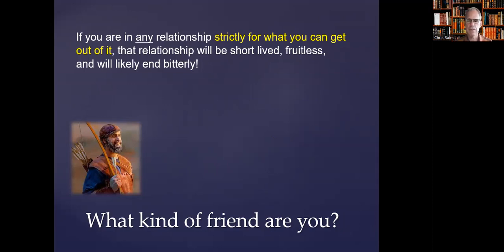It could be just a neighbor. It could be a work colleague. It could be a spouse. If you are in any relationship whatsoever, strictly for what you can get out of it, the chances are that relationship would be short-lived, fruitless, and will likely end bitterly unless you change. And there's always the opportunity to change. And that's what we hope to see in our session today, that we can be more like Jonathan.